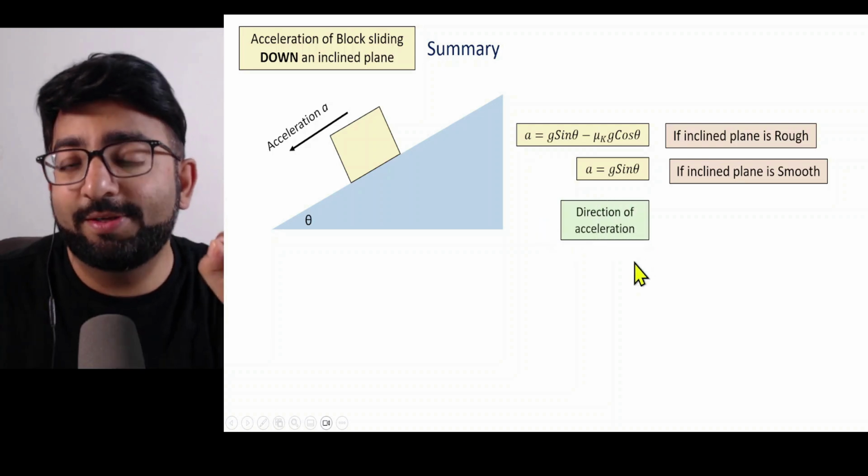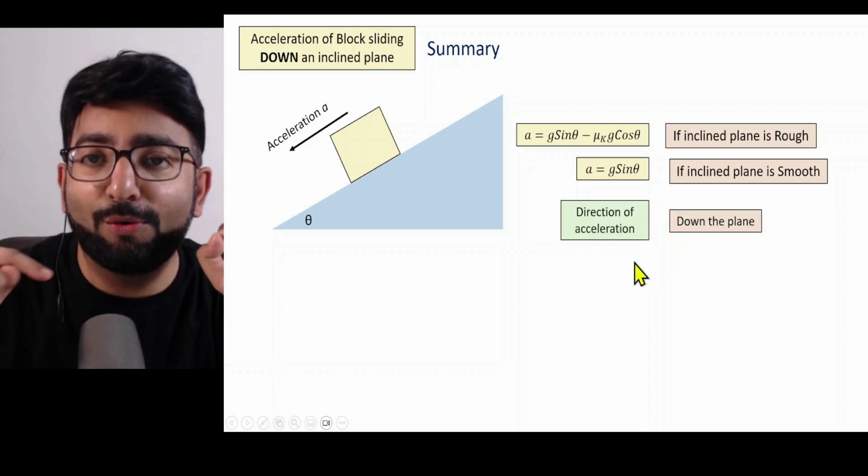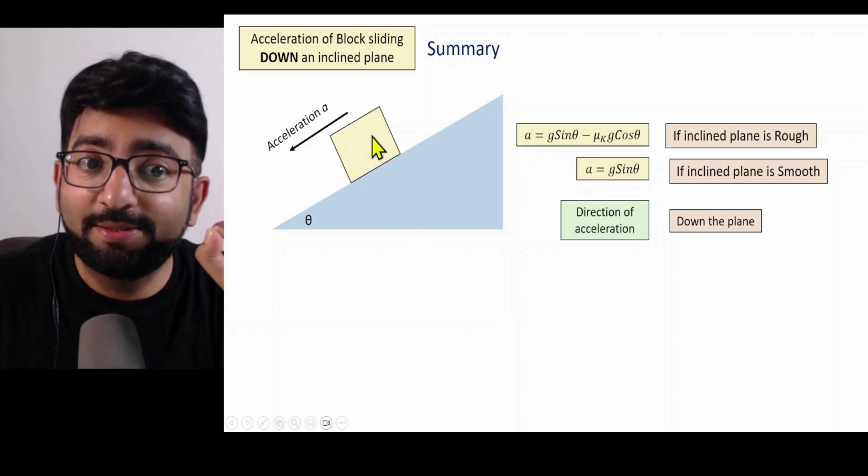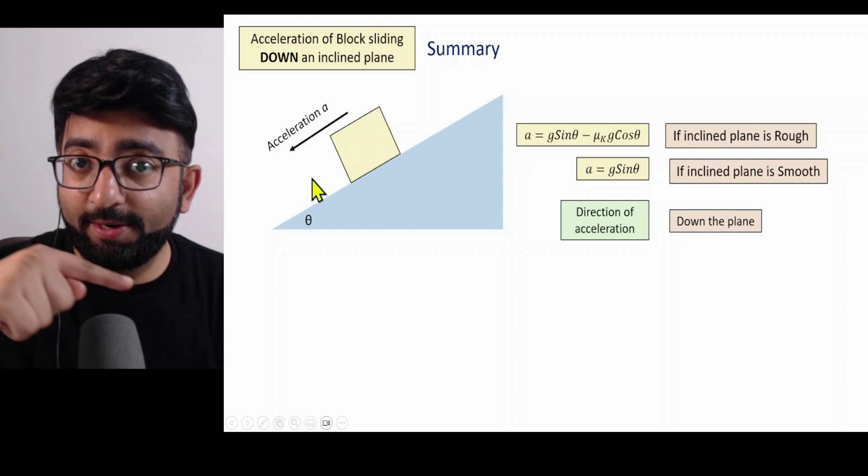Now, the direction of acceleration in this case is down the plane. And that is because the net force acting on the block is down the plane. It was mg sine theta down.